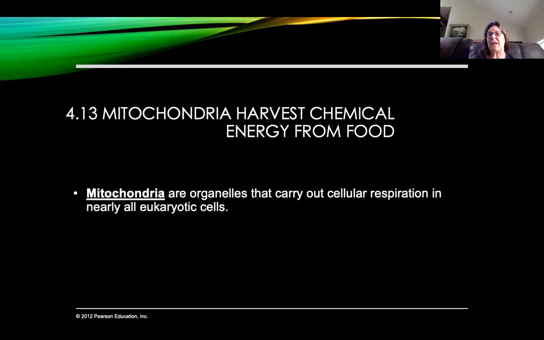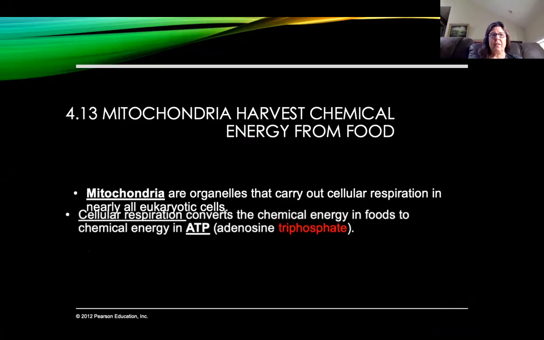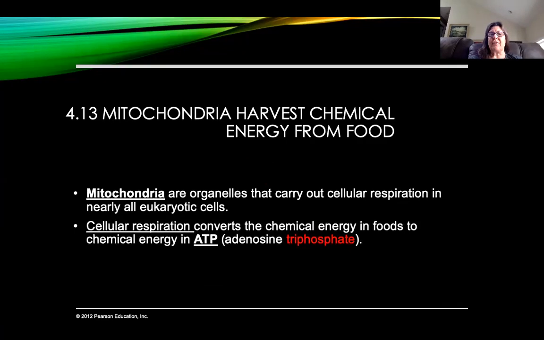Again, remember, these organelles are all in eukaryotic cells. The only organelle that we would find in a prokaryotic cell is the ribosome because it doesn't have a membrane around it. Cellular respiration converts chemical energy, so it takes the energy in food and converts it into energy that we can use in the cell. That energy that we use for most of the processes in a cell is ATP.